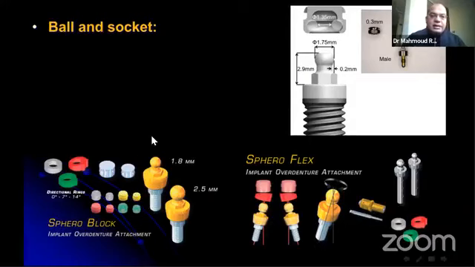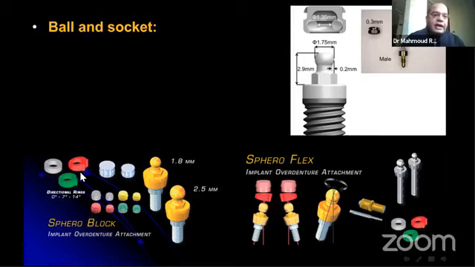Here, this is the type of what we talk about, the ball and socket type. Here we have a normal ball size. This is a micro ball. The normal ball diameter is about 2.5 millimeter. The micro ball here is about 1.8 millimeter. This is a Rhein attachment, I think. The manufacturer gives you many colors of caps. This indicates a different amount of retention and a different amount of female cap resiliency.